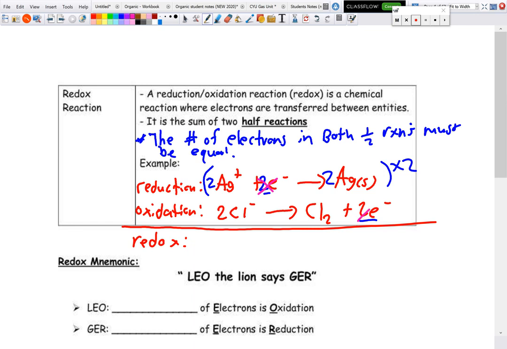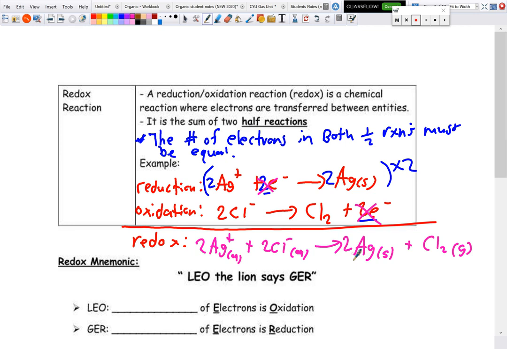So our electrons cancel out, and what we're left with is our reaction of 2Ag plus 2Cl minus, producing silver solid plus chlorine gas. Well, notice that charge-wise and mass-wise, these 2 are going to balance out.